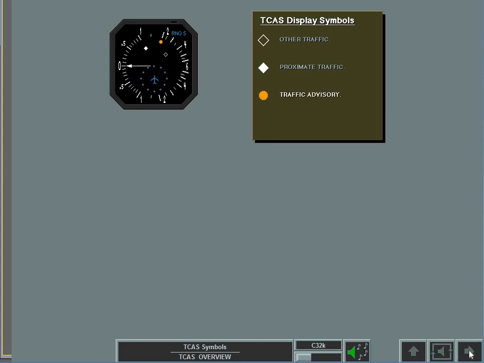When an aircraft is 35 to 45 seconds from the CPA, it becomes an intruder, and TCAS issues a TA. The symbol is a solid amber circle. When it is close to within 20 to 35 seconds, it is a definite threat, and TCAS issues an RA. The symbol is a red square.